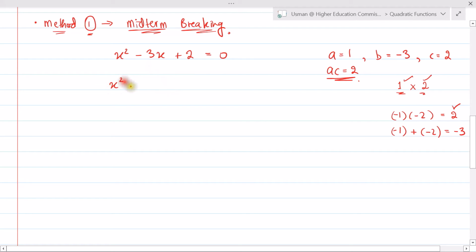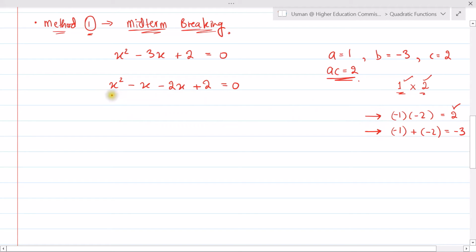So x squared minus x minus 2x plus 2 equals a 0. Now you have to stop at this step and see, do minus x and minus 2x add up back together to give you a minus 3x? If this is actually correct, then you've broken your middle term correctly. But you also have to see that do they actually fulfill the two rules that were stated over here.